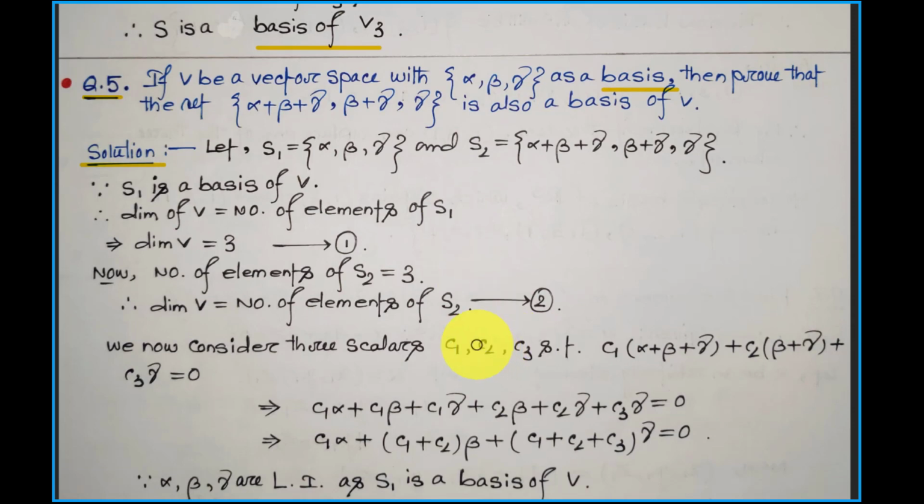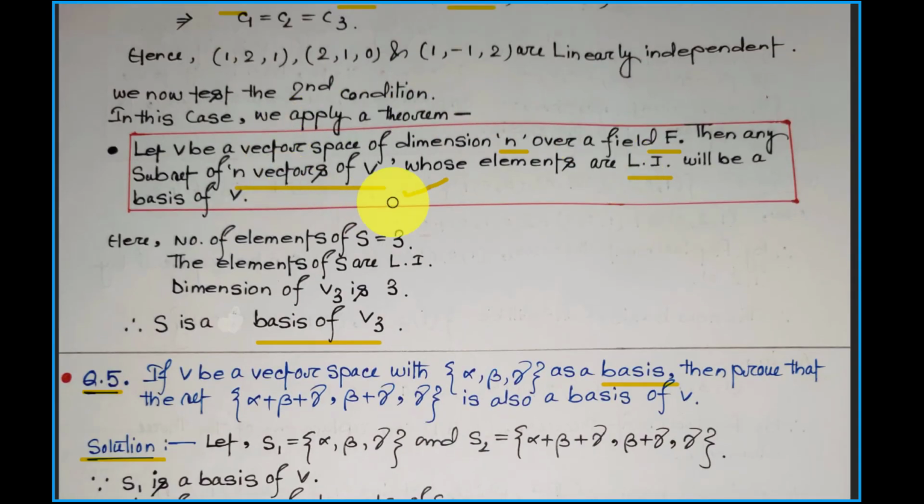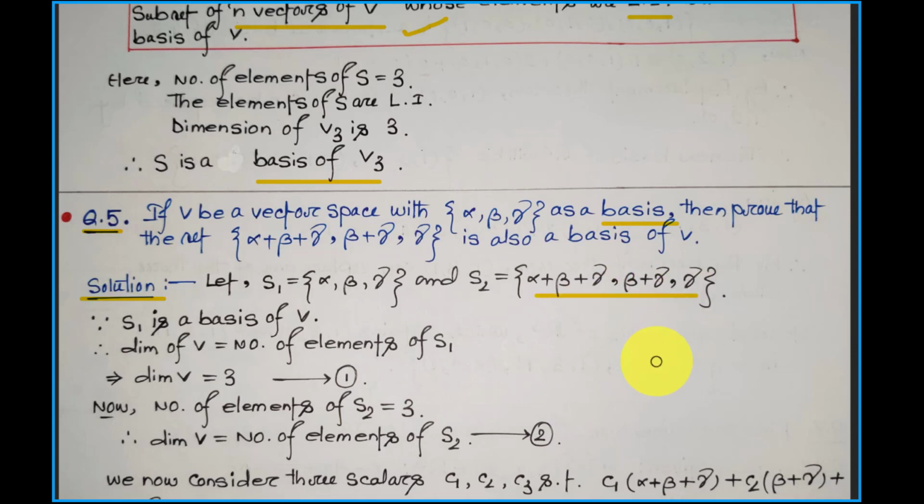Alright, that is, we can say for any arbitrary elements A, B, C, A alpha plus B beta plus C gamma equals 0 implies A equals 0, B equals 0, C equals 0. Okay. Now we have to show that this set is also a basis of the vector space V. Now say S1 has 3 elements, S2 has 3 elements. These elements are linearly independent. Okay. So dimension of V is 3. Here the number of elements of S2 is also 3. So according to our previous theorem, if these elements are linearly independent, then S2 will also be a basis of capital V.